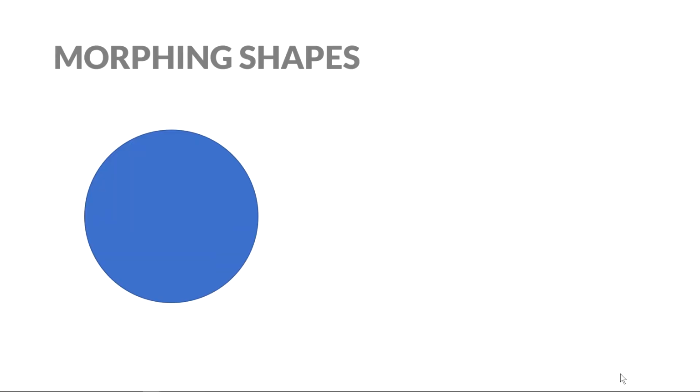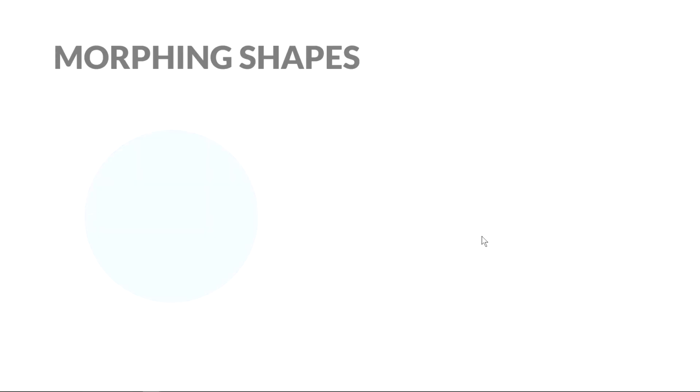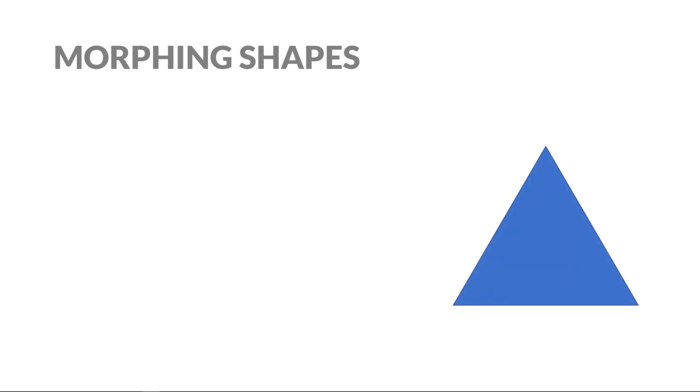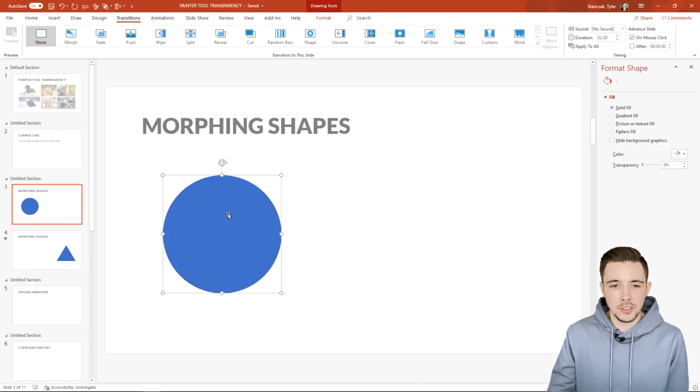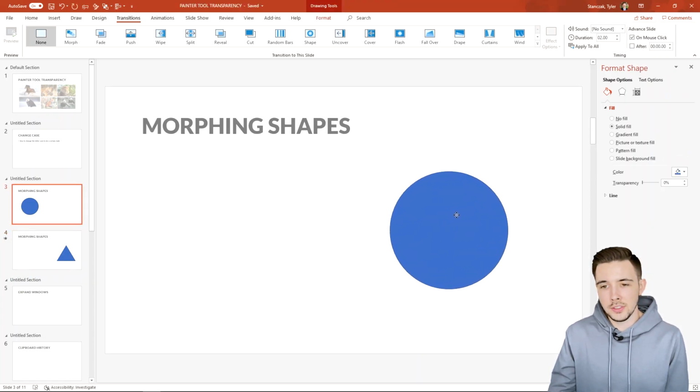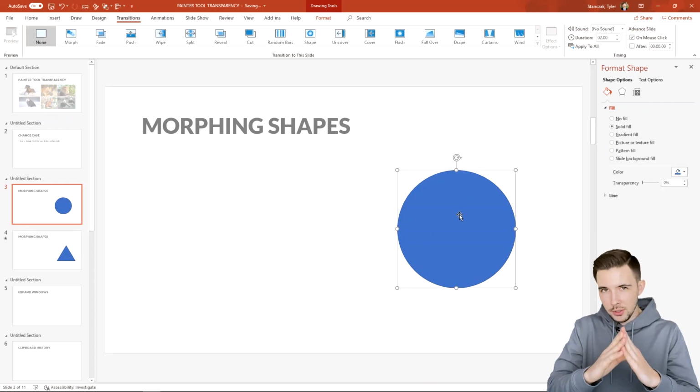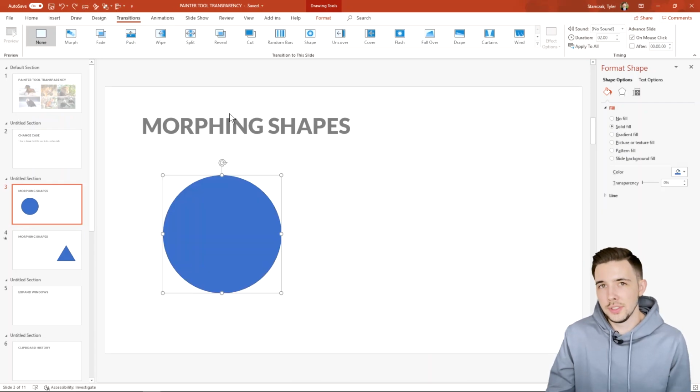If I go in here, presentation mode, and then I go to the next slide, it's going to disappear and then reappear as that triangle. I don't want it to do that. What I want to do is I want to actually have this circle move in this direction and morph into that actual triangle shape. So this is how you can achieve it.